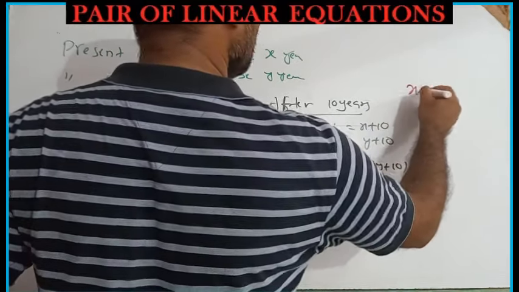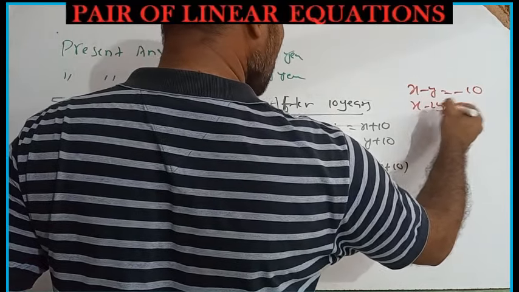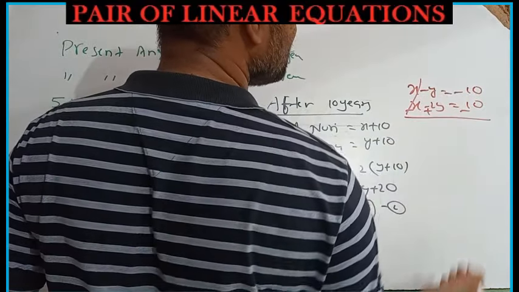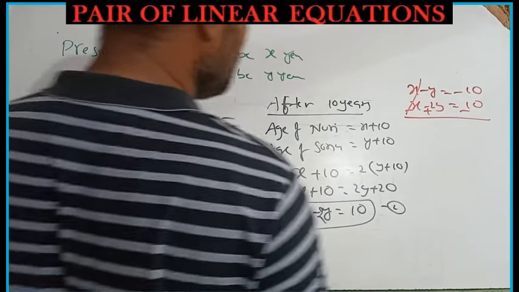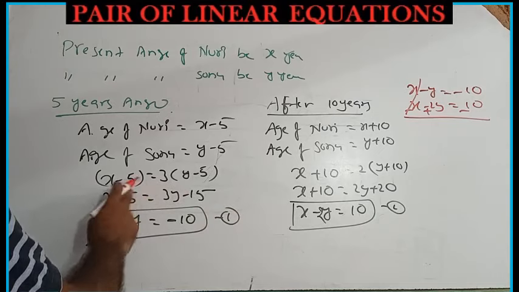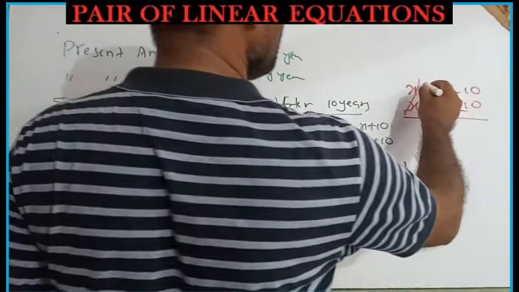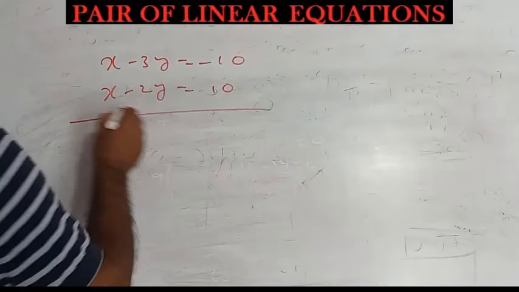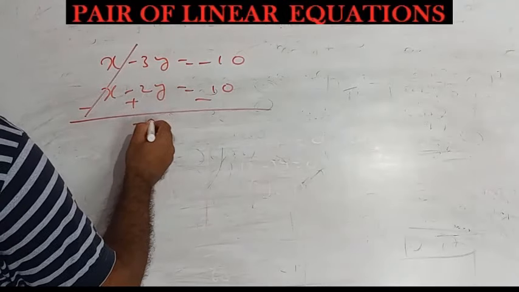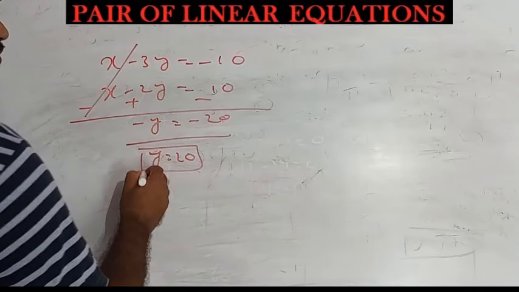By using these two equations, we want to solve for x and y. So I write here x minus 3y equals minus 10, and x minus 2y equals 10. Subtraction, these two get cancelled. Here y equals minus 20? Means somewhere I made a mistake. Excuse me, listen students, here it is x minus 3y. Students, these are the two equations. Now we need to subtract. These two get cancelled. Minus 3y plus 2y is minus y equals minus 20. So y is equal to 20. We got y equals 20.